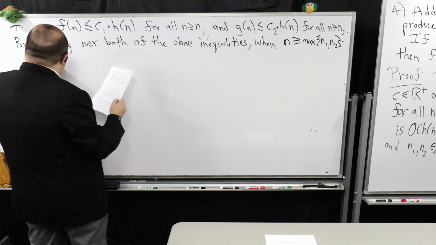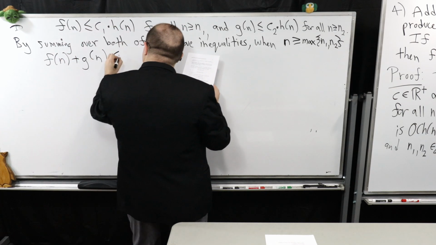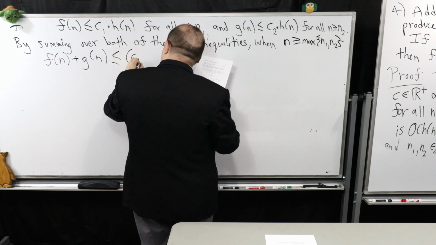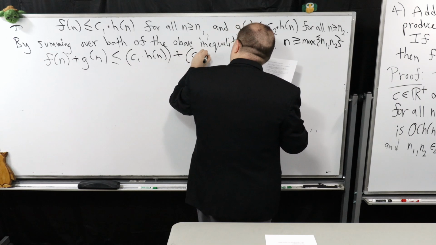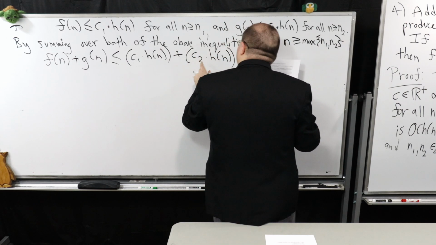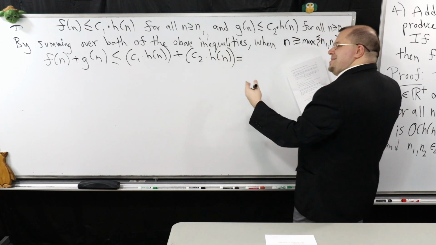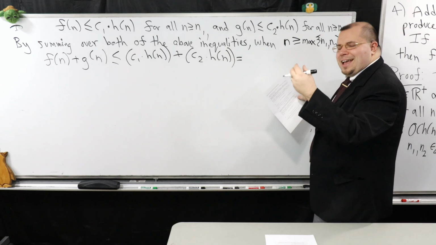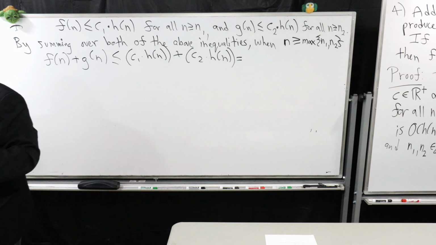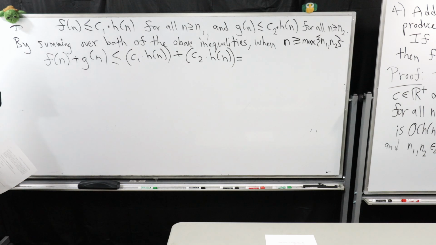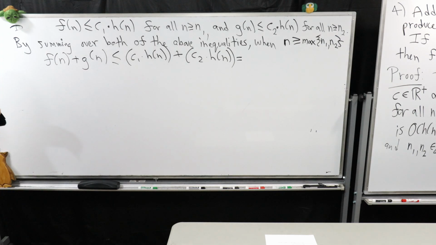So now, when I put it all together, I get f of n plus g of n, which is going to be less than or equal to this part here, c1 times h of n, plus c2 times h of n. Remember, that's right here. And now, remember, I want to get something that looks like something times h of n. Does anybody see how I can do that here? How can I make that look like something times h?